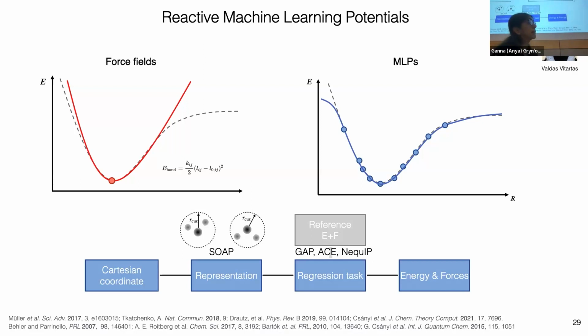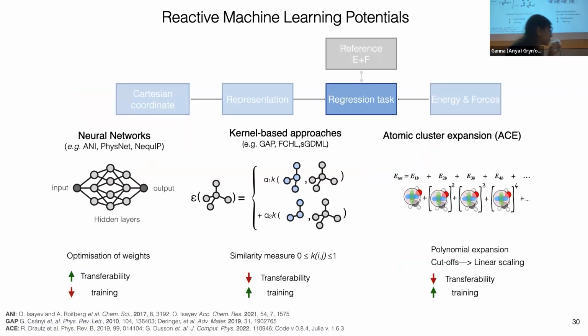And for that, what we need is a representation. When we run QM calculations, that representation is often a basis set. But in this case, we have to find something else. So we have different flavors of representations. And our aim is always to have invariants. So they can be invariant to rotation, translation, and permutation. And then we have a regression task. What is our ML architecture that will make the connection between representation and energies and forces?